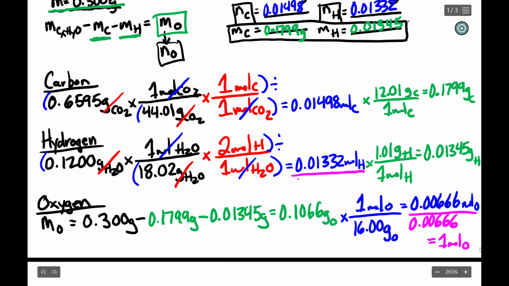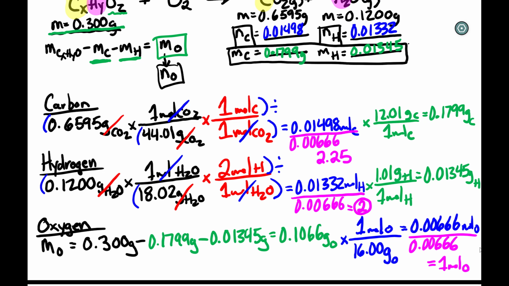If I divide that by hydrogen, 0.00666, I'm going to get a value of 2. If I divide this by 0.00666, I'm going to get 2.25. So right now, what I have is this: carbon, 2.25, hydrogen, 2, oxygen, 1.